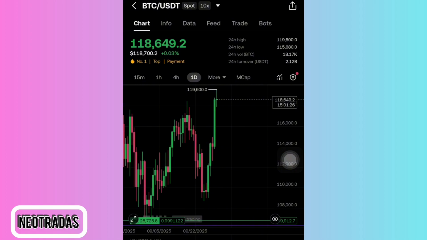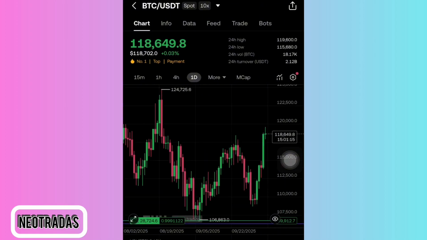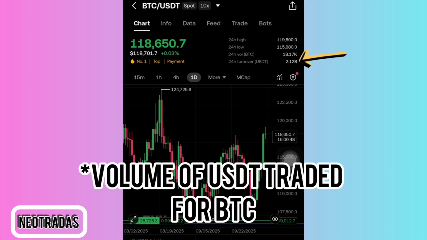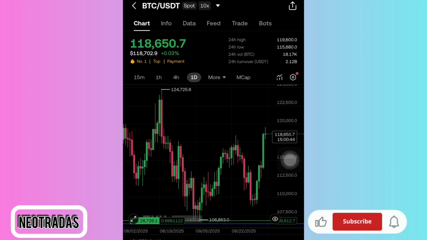Okay, now what you see 24 high, which actually means within these 24 hours BTC has been able to move to the highest point, which is 119,600. Okay, and the 24 hours low, which is actually BTC has been able to move to such low price, which is 115,680. Okay, and the volume of BTC traded today, which is 18.17k, which is the amount of BTC that has been traded, and the volume of USDC traded today within this 24 hours.